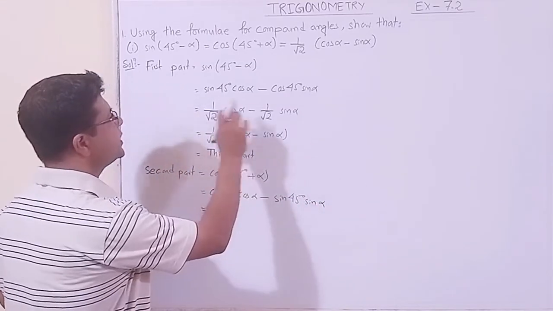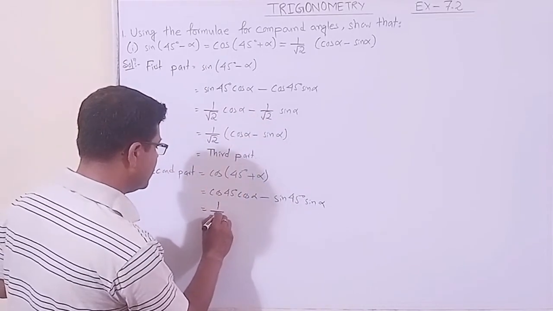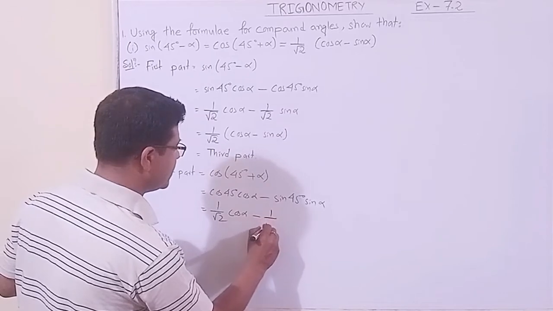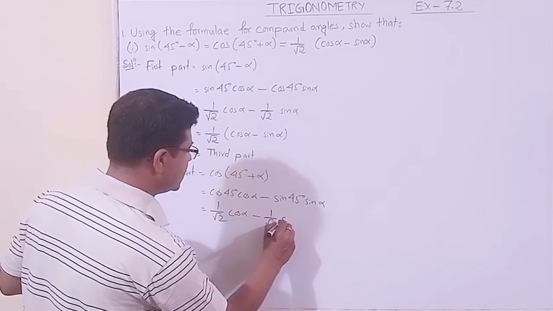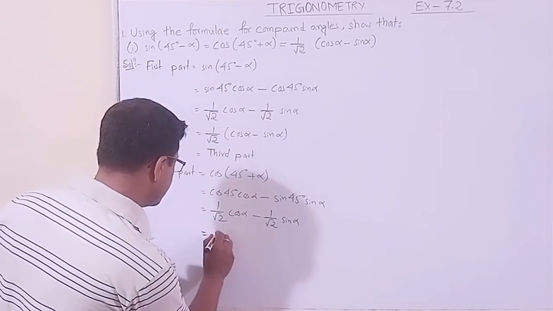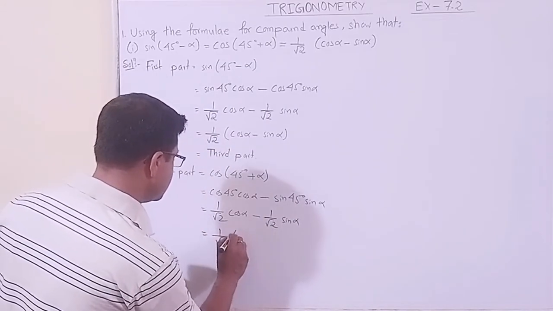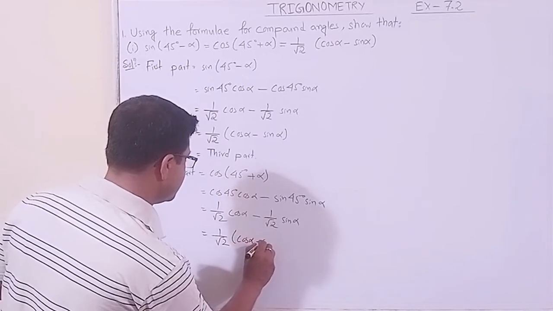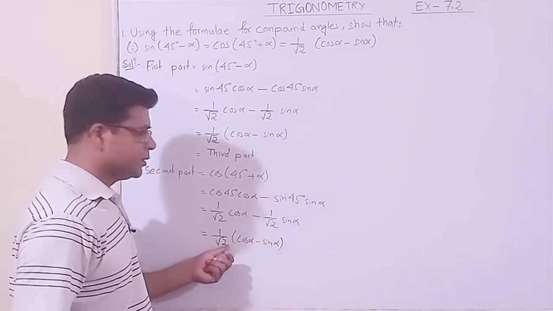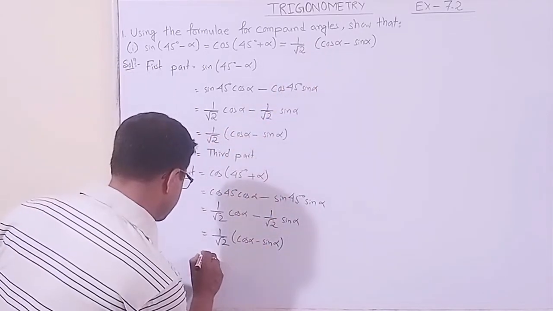Now cos 45 degree, how much is it? 1 by root 2. This is cos of alpha. Sin 45 degree is again 1 by root 2, sin of alpha. Now between these two what is common? Again 1 by root 2 is common. So what is left? Cos of alpha minus sin of alpha. Here also you can see that second part is also equal to the third part.